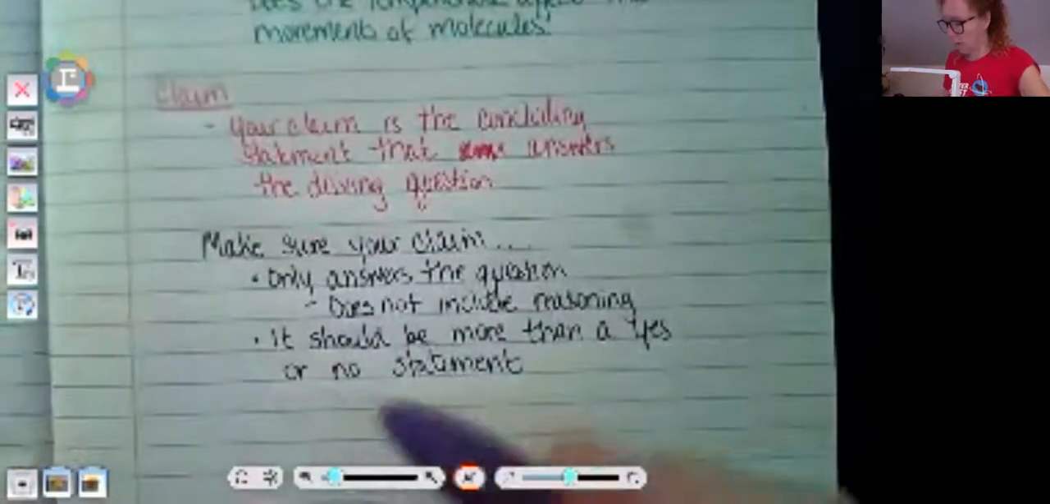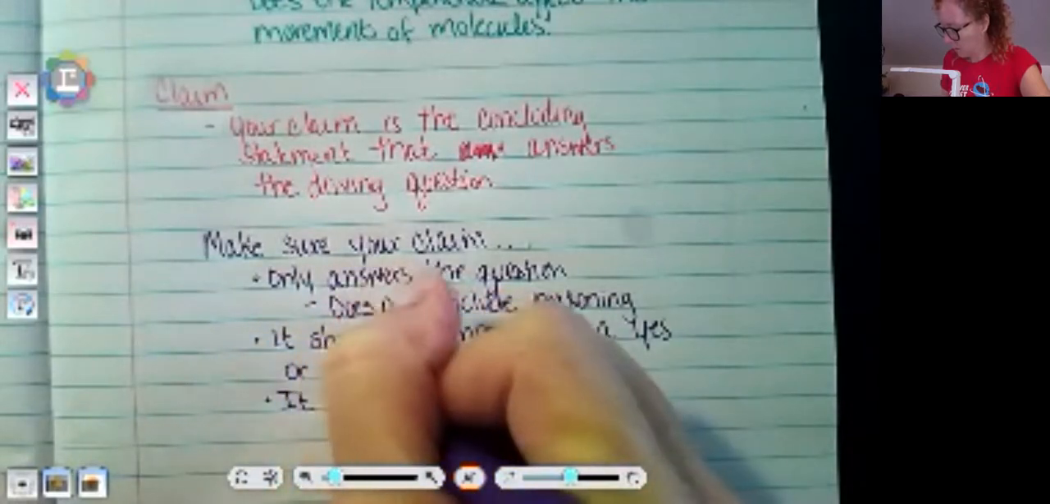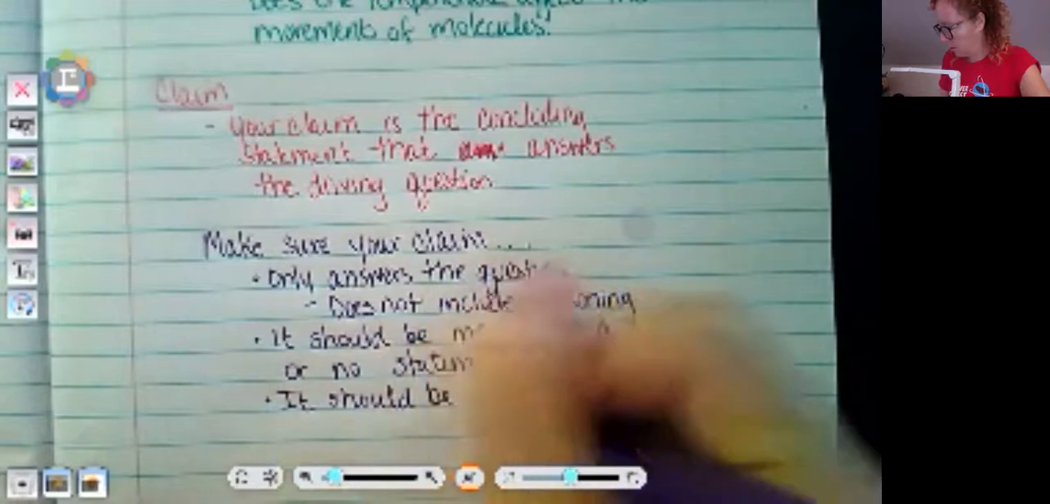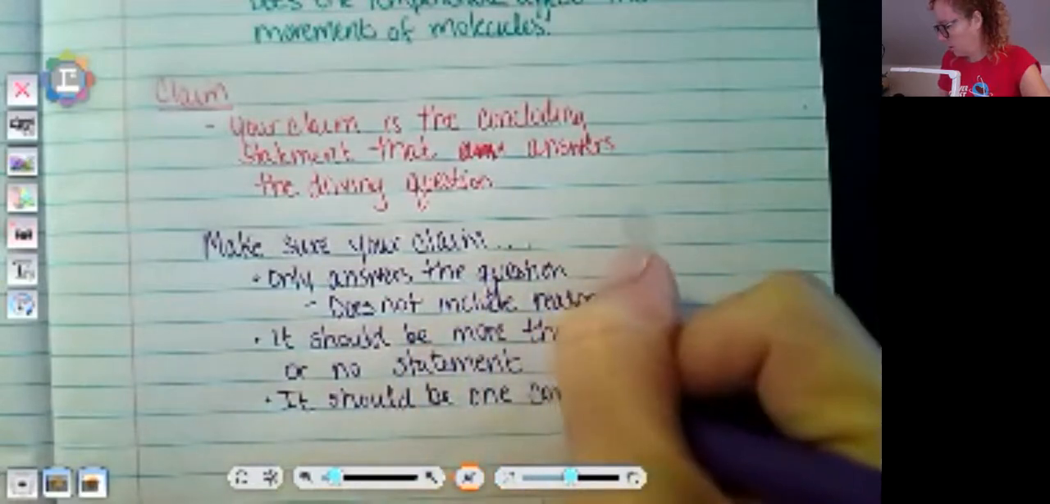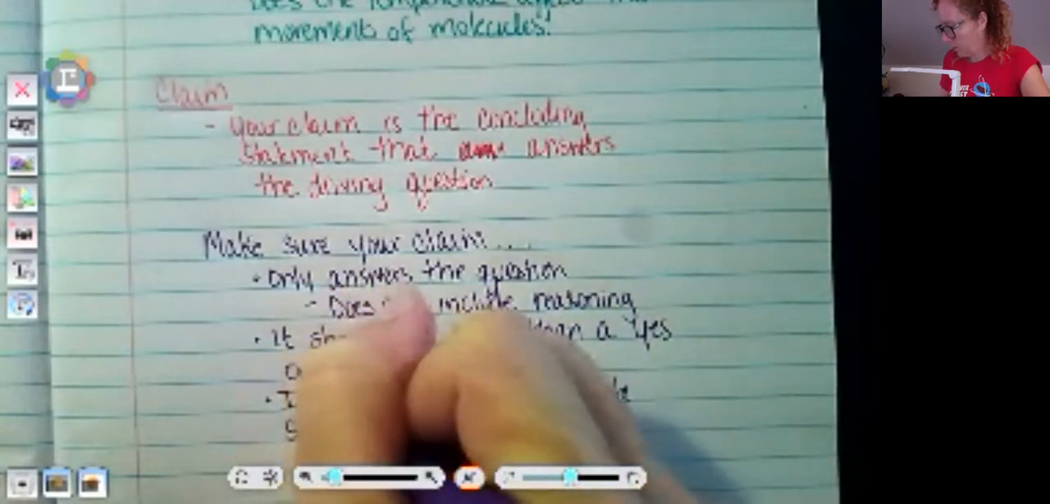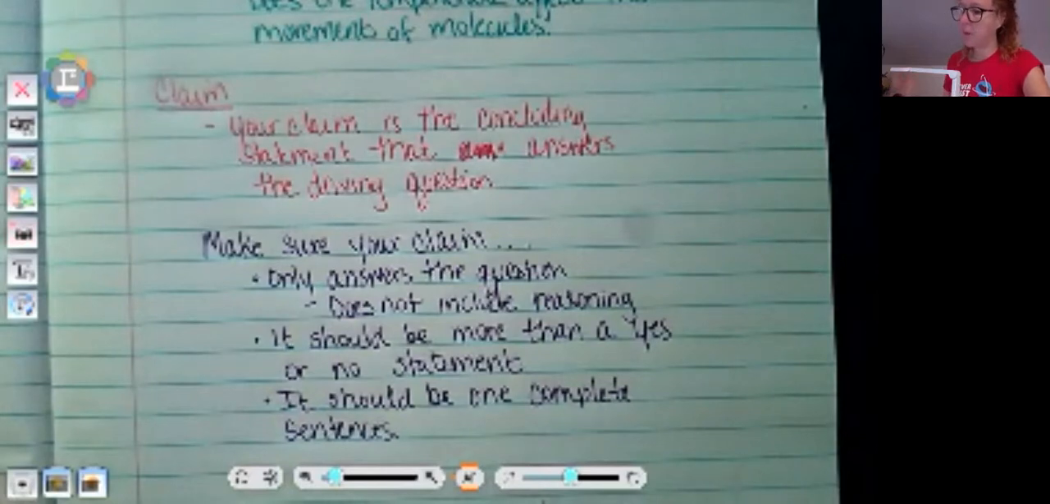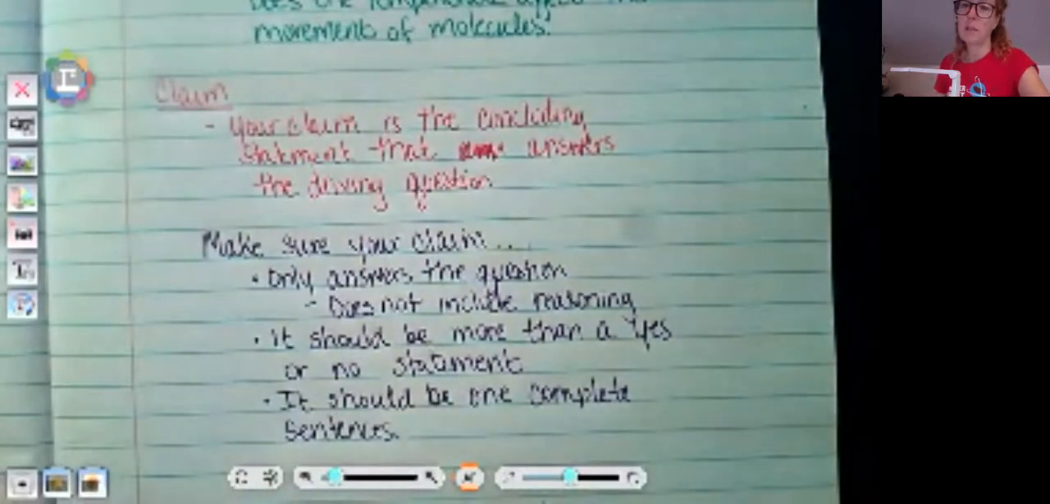It should be one complete sentence. So, as the temperature increased, the molecules moved faster, but when the temperature decreased, the molecules moved slower. Or, as the temperature increased, the molecule movement stayed the same.